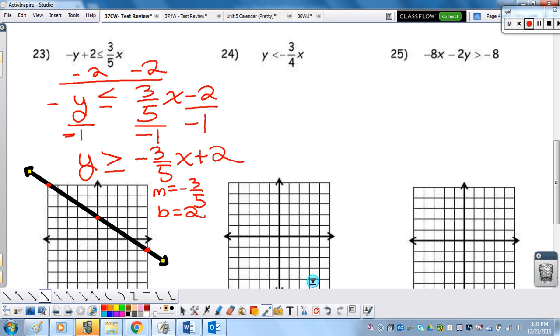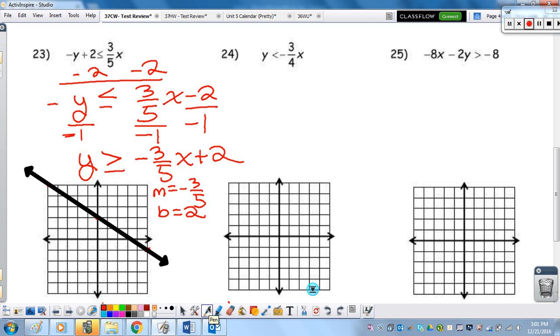Connect your dots. And now it says y is bigger, so where do you go? Take the line, and then you go high. Anywhere in that region is a solution.